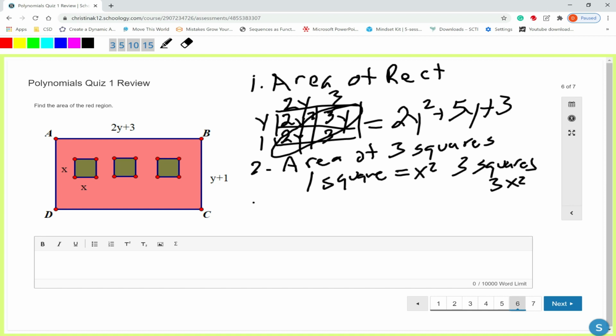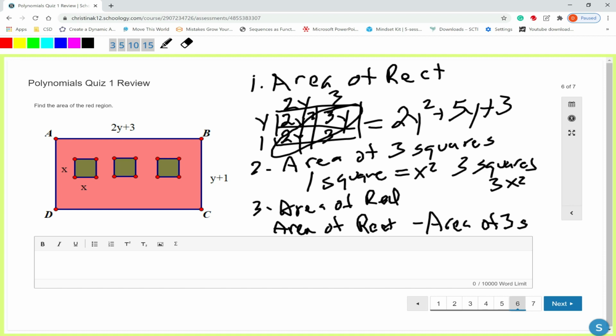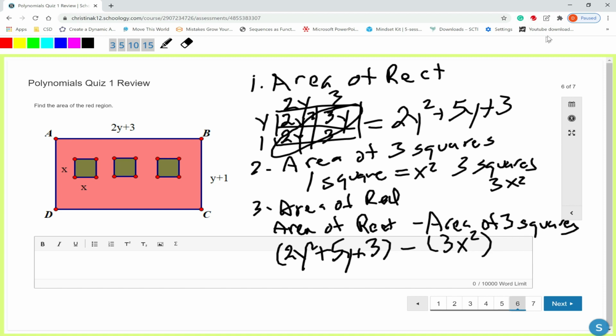And now to get the area of the red region, we're going to take the area of the rectangle minus the area of the 3 squares. So that's just going to be 2y squared plus 5y, and take note I'm putting parentheses around it, plus 3, minus 3x squared, and we're done. All we have to do is type some of that work into our box.